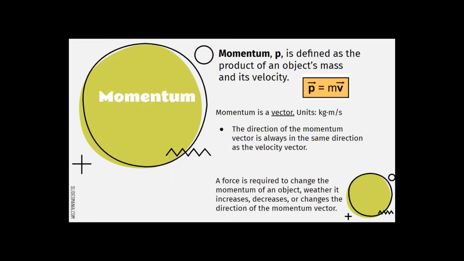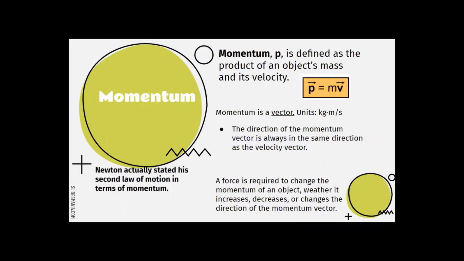A force is required to change the momentum of an object, whether, and as you guys can see on my notes, I'm not going to go back and change this right now, I spelled the wrong "whether", it increases, decreases, or changes the direction of the momentum vector. So a force has to be applied to an object to change its momentum. And we could do it in several different ways. We could increase the momentum, which might be increasing the velocity. We could decrease it, or we could change the direction of the momentum vector.